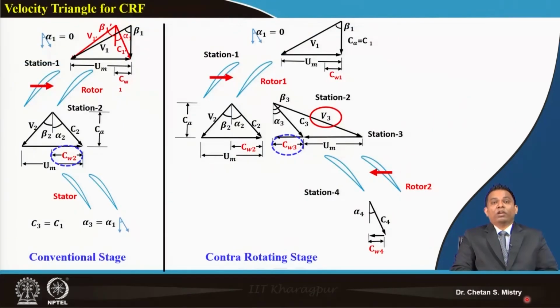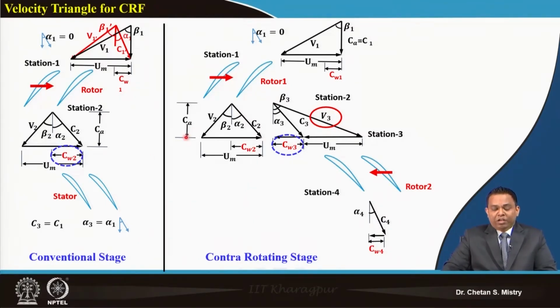Now, this is what we were discussing in terms of the velocity triangle, and this is the configuration. This is for the conventional configuration. The flow coming out from my rotor will have some swirl component, and that will enter my stator. The stator nullifies or minimizes the effect of this swirl, and at the exit of my stator I will have straight flow, or as per the expectation for the next stage.